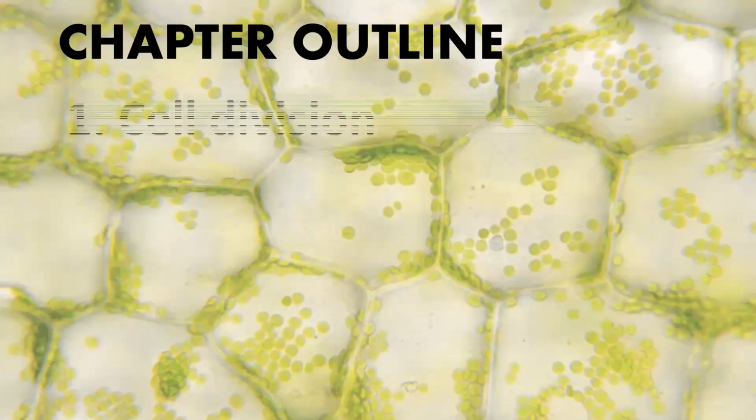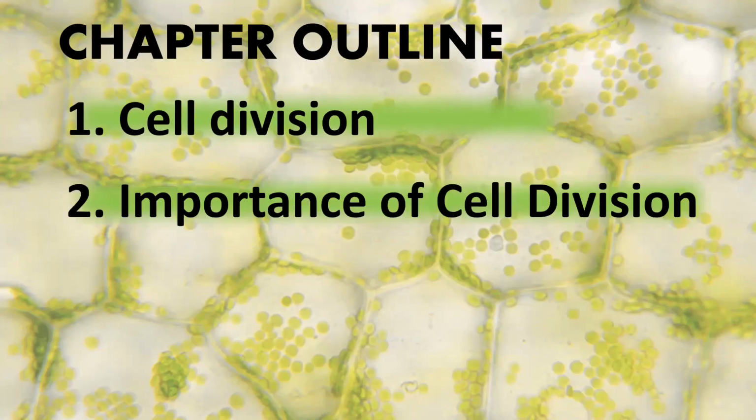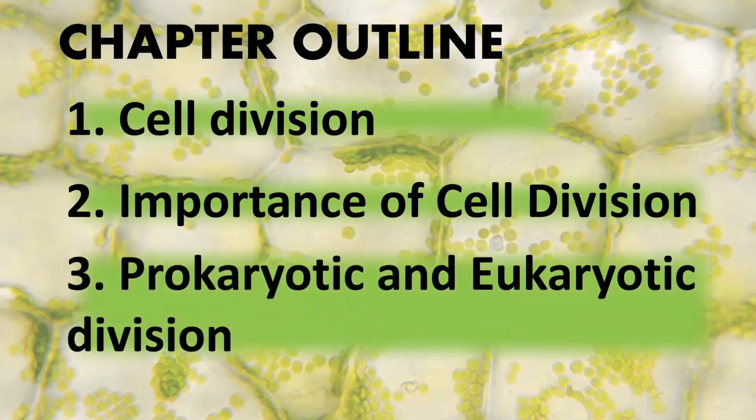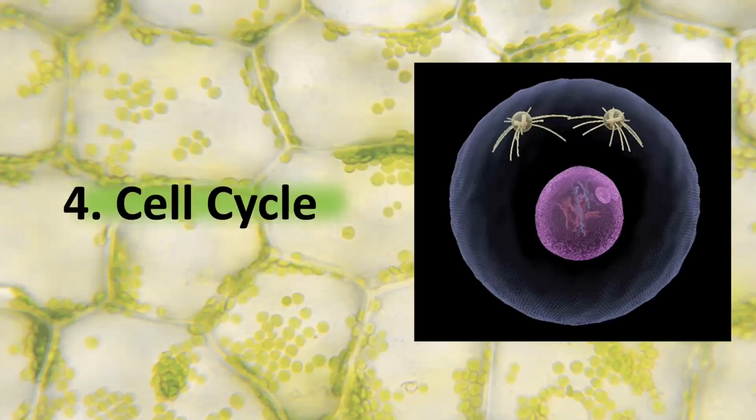For our chapter outline, we're going to discuss number 1, the cell division, number 2, the importance of cell division, number 3, the prokaryotic and eukaryotic division, and last but not the least, the cell cycle.